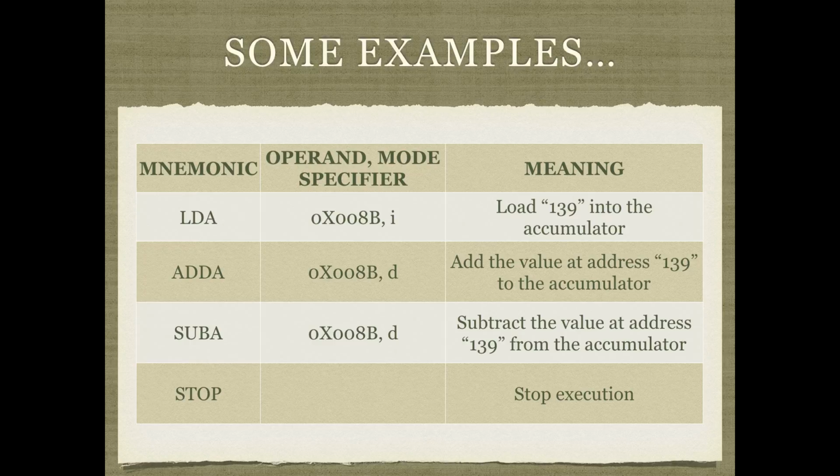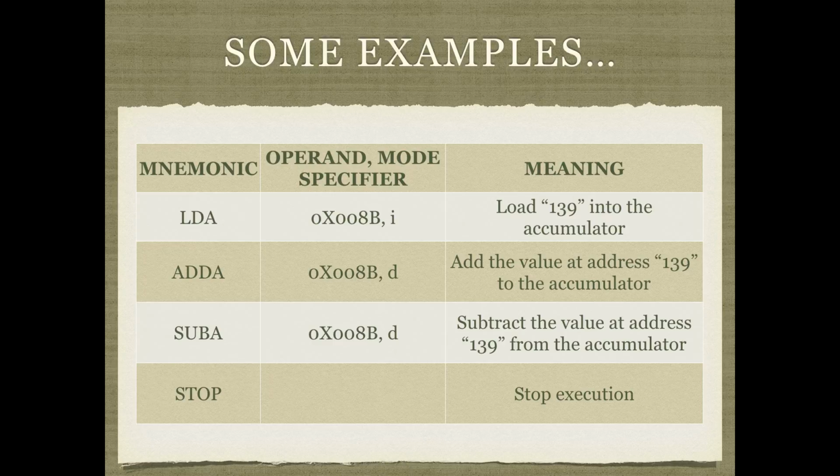So some more examples of complete instructions here. I've broken it out according to the mnemonic and the operand and mode specifier, but in an actual program they would all be together. So the LDA 008BI means load the actual number 139 into the accumulator. The second command, add A 008BD, means go to the address numbered 139 in memory, take whatever value is in that address location and add it to the value that was already in the accumulator. So in this case, 139.